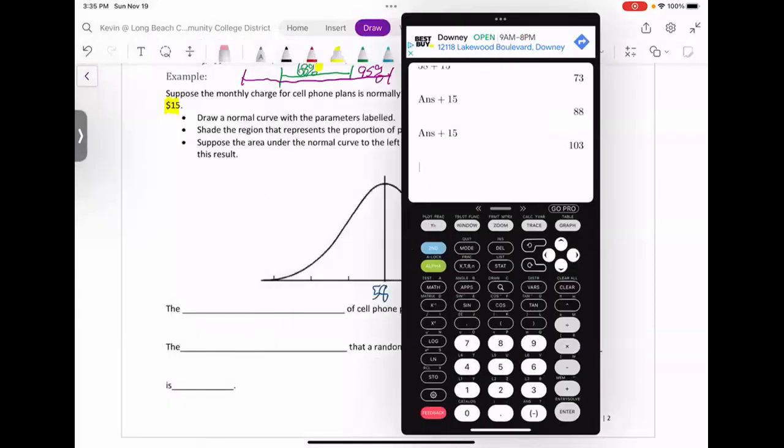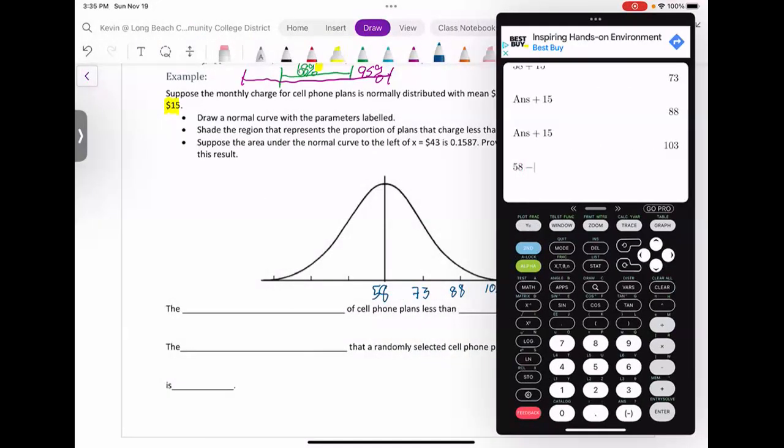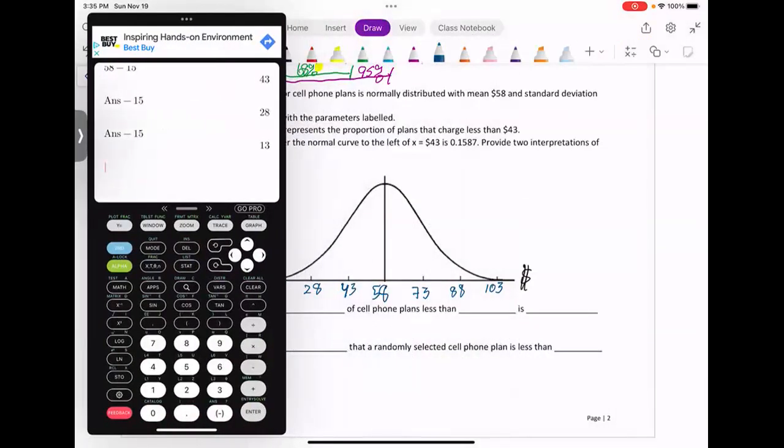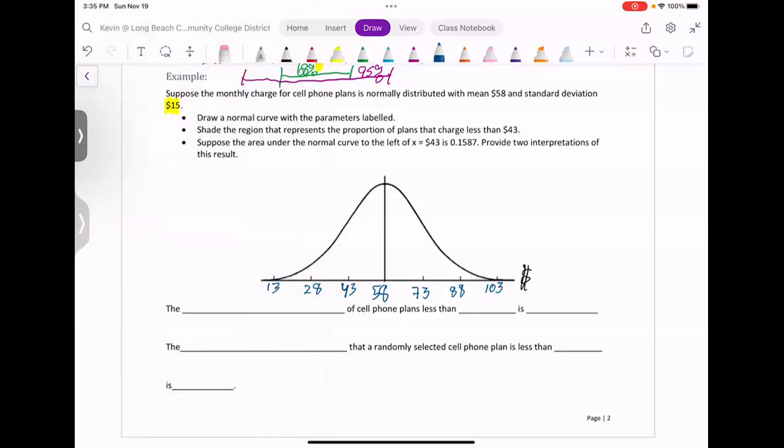Now we're going to go the other way. 58 minus 15, 43, minus 15, it's 28, minus 15, down to 13. Now, $13 seems really cheap for a cell phone plan, but look how rare that is. A very, very low probability of that.